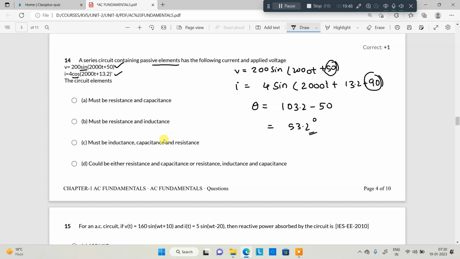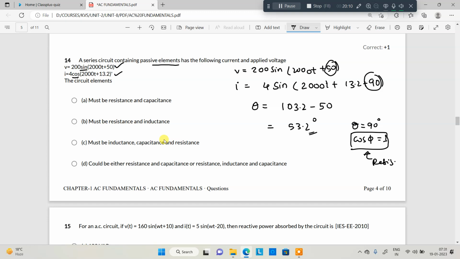Now my question here: how to analyze whether the components are resistor, capacitor and inductor from the theta value? For example, if you got 90 degrees, what about the power factor? Cos phi is equal to 1. Whenever cos phi is equal to 1, that is a resonance condition. Only resistive load is present.